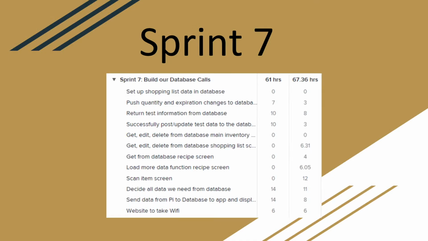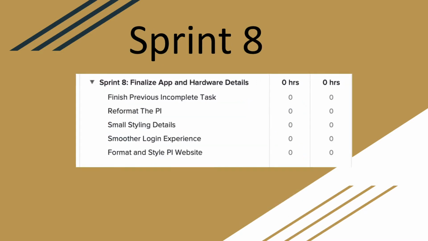So for our Sprint 7, as you can see, it's basically just finishing up our database items so that we can push, pull, edit, and delete items from our database. That also includes our shopping list. And for our Pi, it was to send data to our database as well, and make the website to take in the Wi-Fi for the Pi. And for Sprint 8, it's basically just finalizing the app and hardware details, finishing incomplete tasks, reformatting the Pi, small styling details, smooth login experience, and formatting and styling the Pi website.